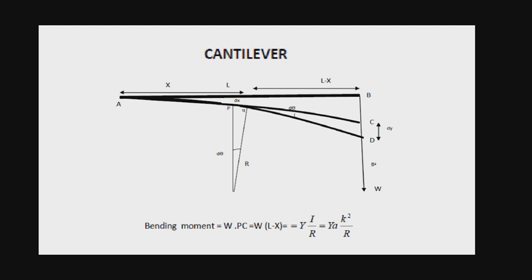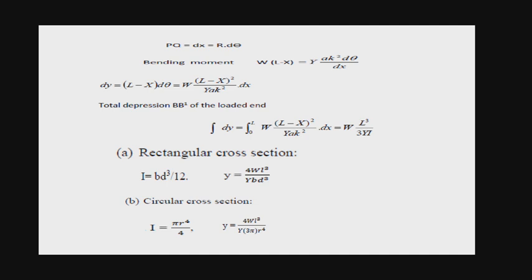This is equal to, you know the formula, Y into I divided by R. So, it is Y A K square divided by R. Here R is the radius of curvature of the neutral axis at P. The moment of the load increases towards the point A. The radius of curvature is different at different points and decreases towards A. For a point Q at a distance dx from P, it is the same as at P.